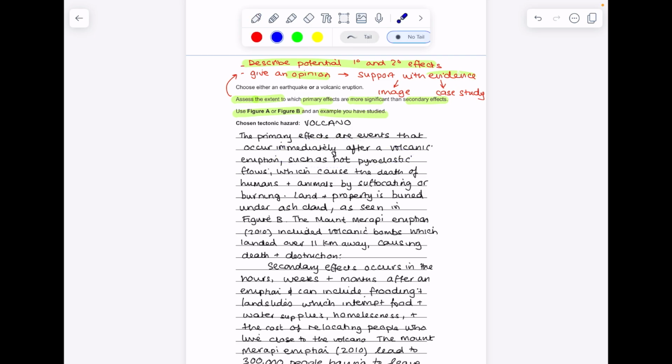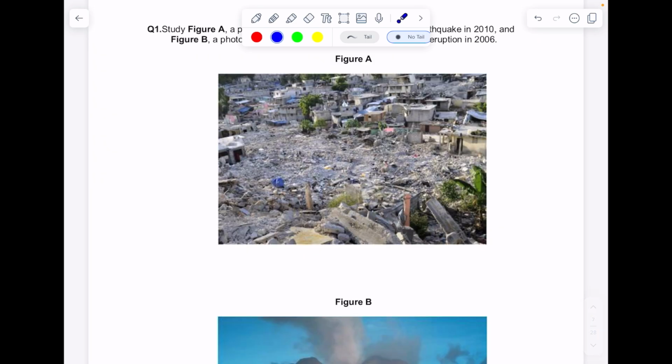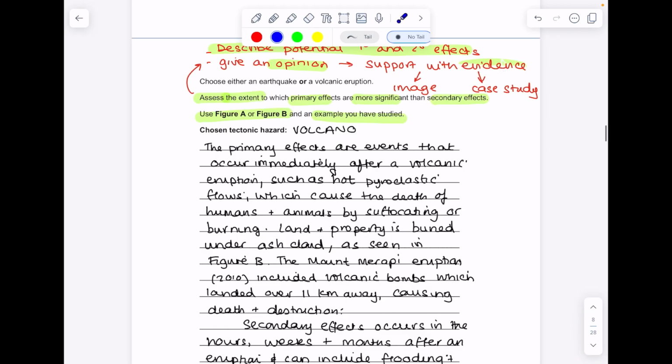Again, you'd be talking about the primary effects straight after the earthquake. You'd be talking about collapsed buildings, people being killed and injured by falling masonry, broken water, gas and sewerage pipelines, downed electric power lines. You'd be, as always, referring to any images in the question. Again, look, fallen masonry, flattened infrastructure, damaged vegetation. Then you'd be talking about secondary effects which are specific to earthquakes as opposed to volcanoes.